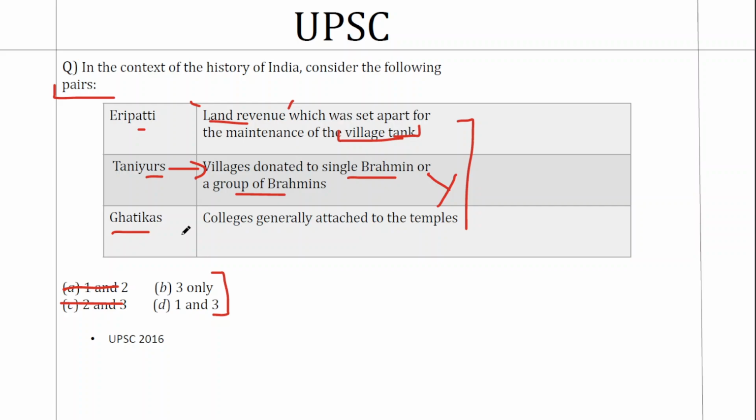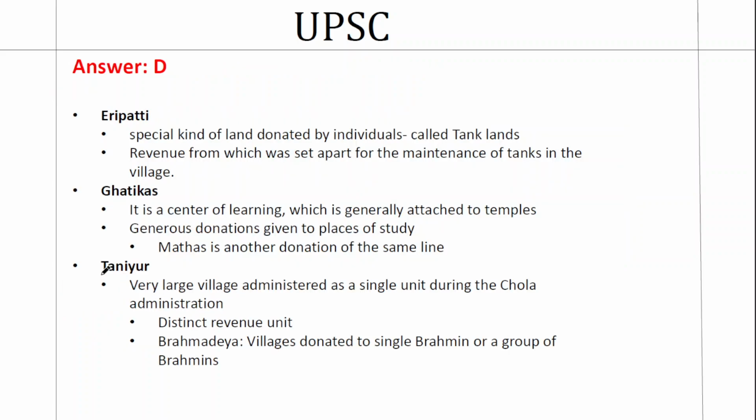Now let's go into the solutions. As I said, the idea behind tani ur is the same. It is an ur that is distinct. It's a distinct revenue unit of the Sangam period, specifically the Chola administration. Some very large villages were administered as a single unit separately. So they are maintained as a distinct revenue unit and are called urs. If you know the Tamil meaning of the term tani, it means distinct. So tani ur means a distinct revenue unit.